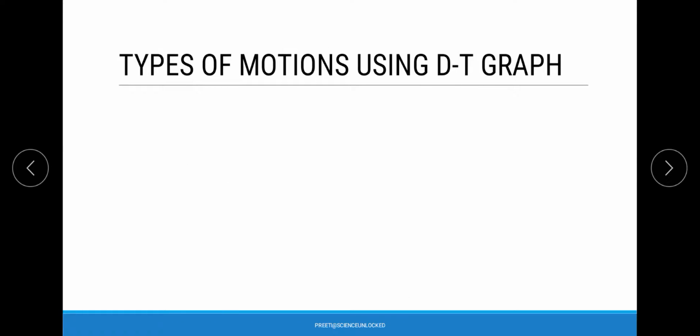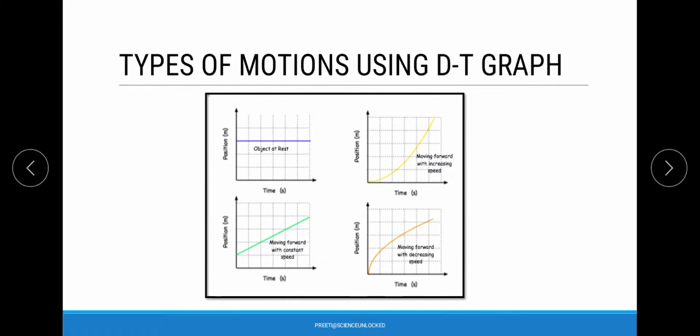Now the next thing is what are the different kinds of graphs that we have, with which we can actually learn the concept of graphs altogether. So over here I have taken 4 basic ideas. The one which is parallel to the x-axis is the condition where the object is at rest. It simply means that time is continuously moving, but the distance traveled by the object is constant. So over here we will find that the object is at rest.